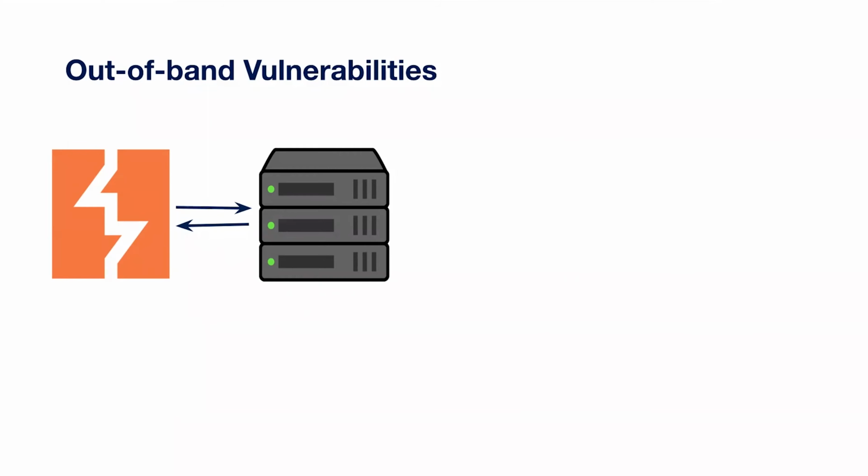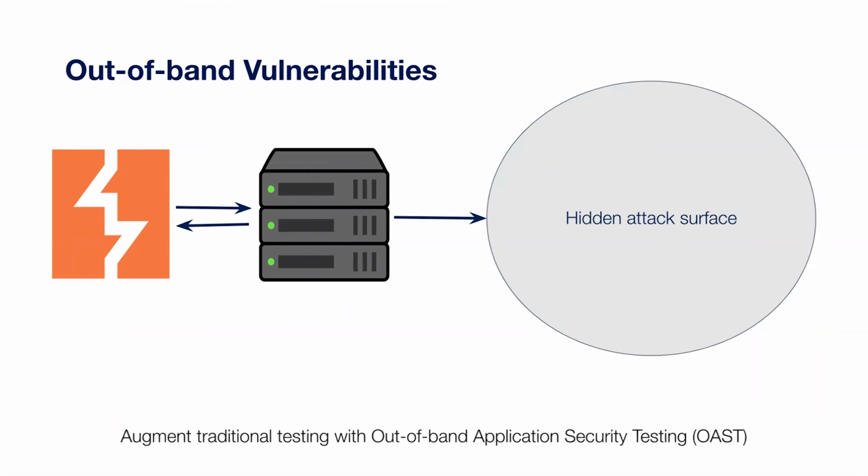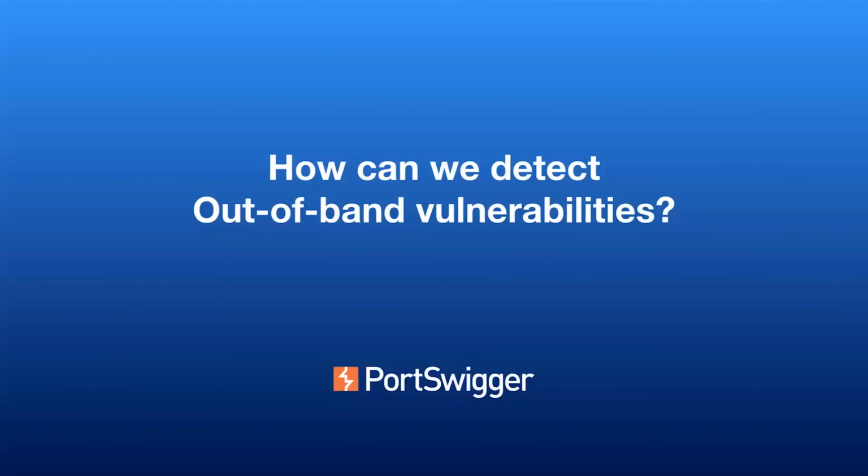And there are others. Stored issues, for example, where we're not aware of the retrieval point, would be another one. So there's a whole area of hidden attack surface where payloads within our requests are potentially triggering vulnerable behavior, yet we have no visibility of this in the responses that our clients send in. This is really the problem we want to address with OAST. So our premise is we want to augment our traditional testing using an OAST methodology.